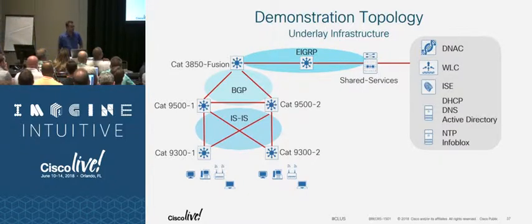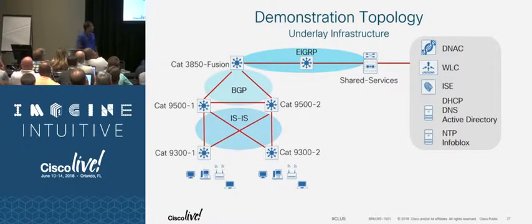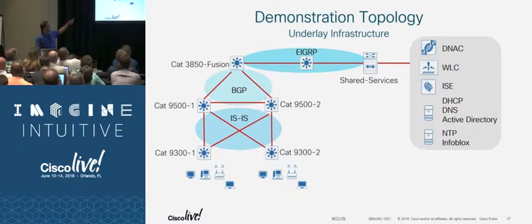Yep. So before we jump into the demo, I just want to quickly go through the topology that we built up for the demo. What I have here is a couple of 9300 switches, which are going to be my access layer, and 95 series, which is going to be my distributed core setup. What I have on the right-hand side up there is the DNAC, the wireless LAN controller, the Identity Services Engine, and a typical Windows server, which is going to do my DNS, DHCP, and Active Directory. I have Active Directory connected to ISE so that it can do external authentication. And I have NTP and Infoblox integrated up there as well.